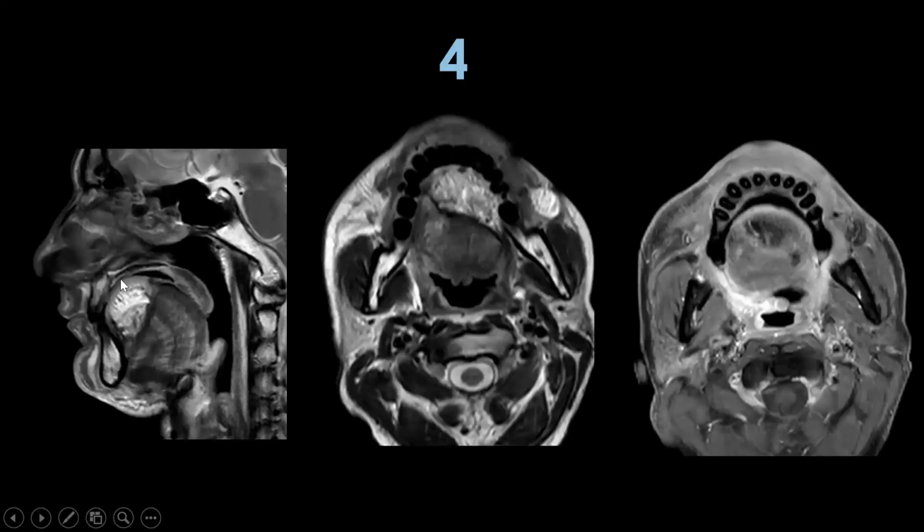This is T2. Again, we can see the flap here. There is a hypointense line demarcating it, and there is no lesion here. So this is a post-treatment follow-up scan with a normal flap, no lesion, no recurrence. This is for post-treatment scans.